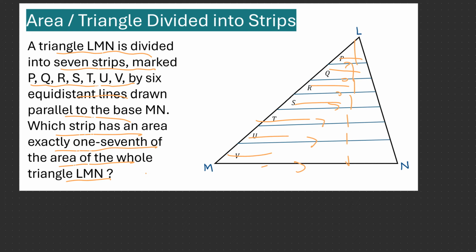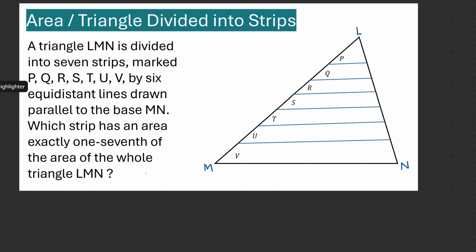So that's what we need to find, right? Just to repeat once more, what do we need to find? We need to find which strip has an area. So each of these strips will have an area, right? Which strip has an area exactly 1/7 of the area of the whole triangle LMN.